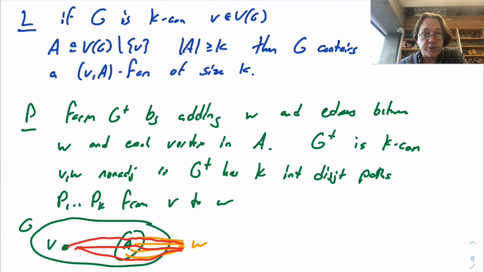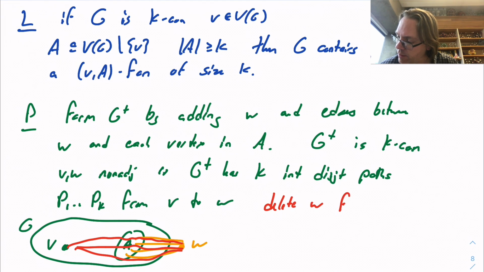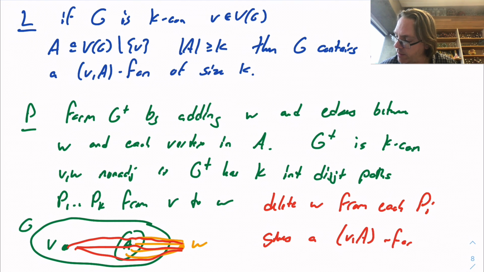And of course, if you just delete the vertex W from each of these paths, you're going to be left with a path in the original graph G that starts at V and ends at A. Because my original paths were internally disjoint, these new paths will intersect only at the vertex V. So deleting W from each P_i gives a VA fan of size k.